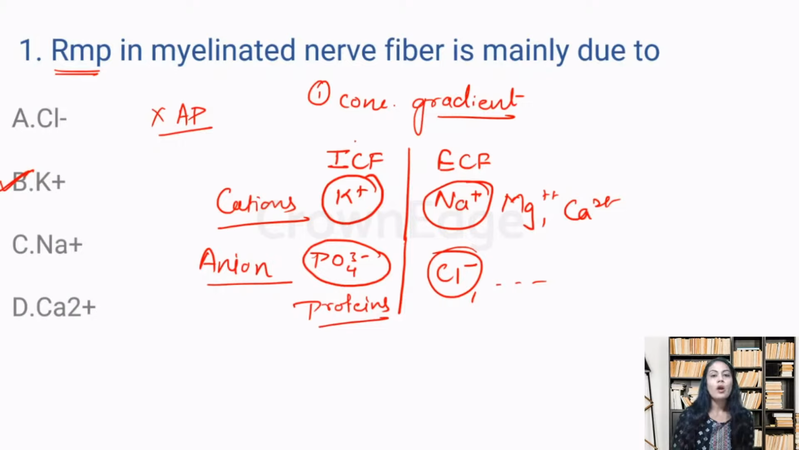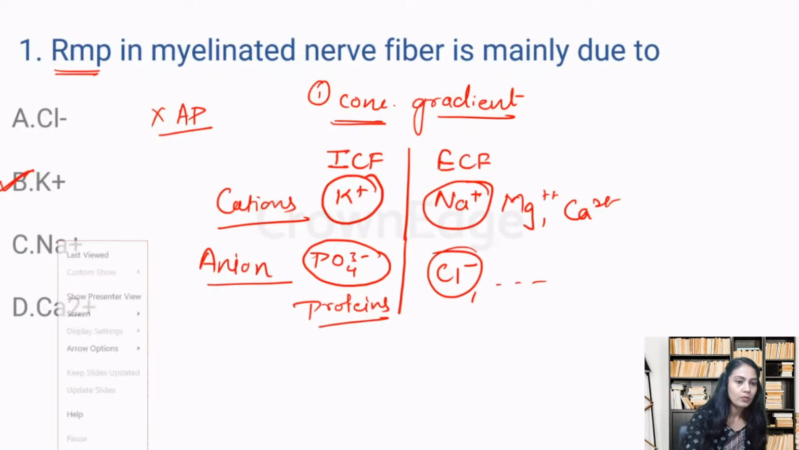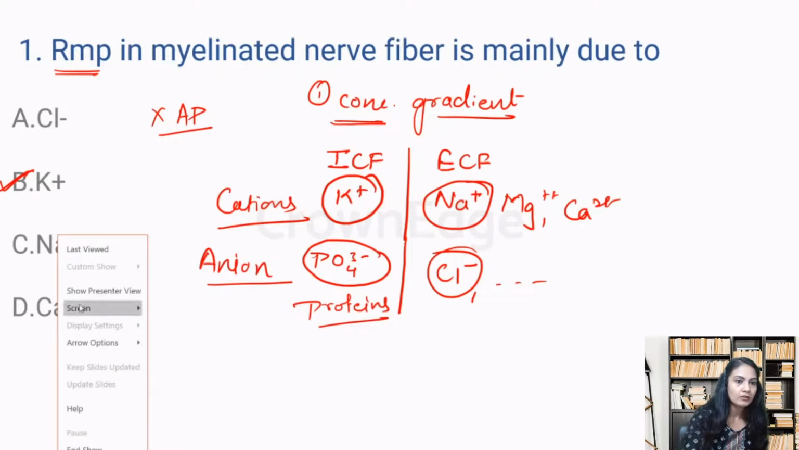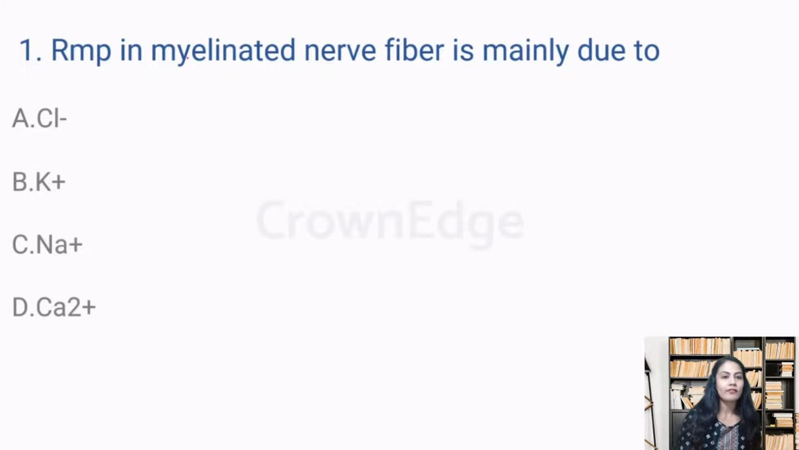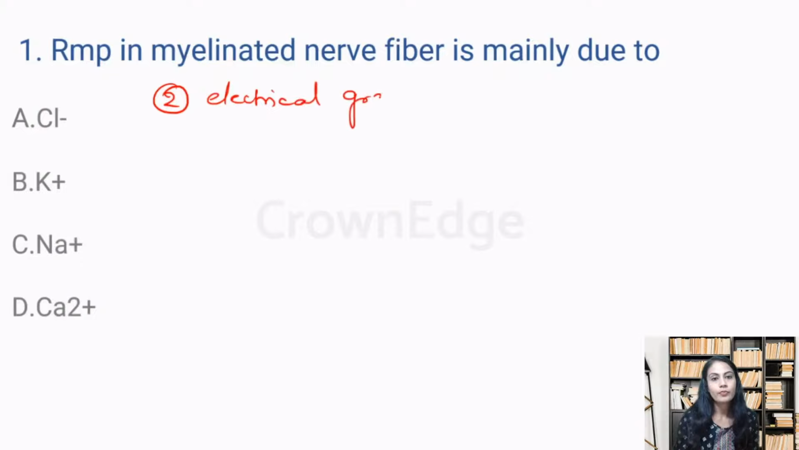So now what is the next thing? First we discussed the concentration gradient. The next thing which is important for RMP is your electrical gradient. Now what is that?